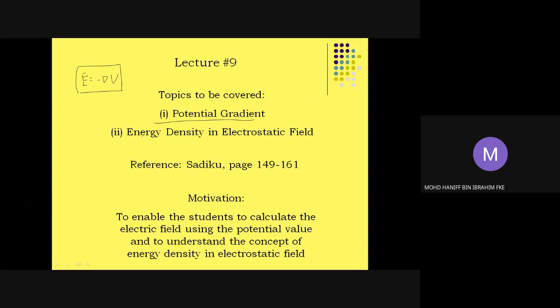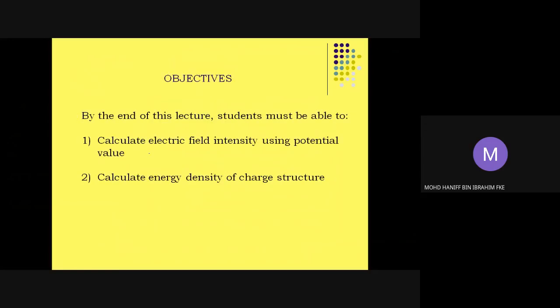So now we are going to proceed with the second topic of lecture 9, which will be the last topic for chapter 4, in which we're going to have a look at energy density in electrostatic field. So the objective for our lecture today is the second objective here, which is to calculate the energy density of a charge structure.